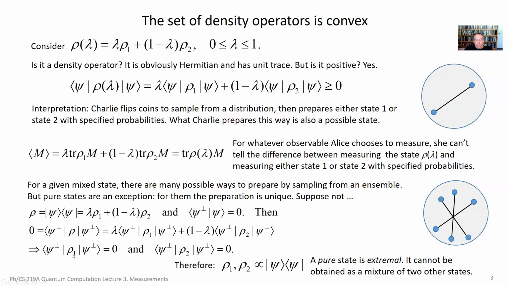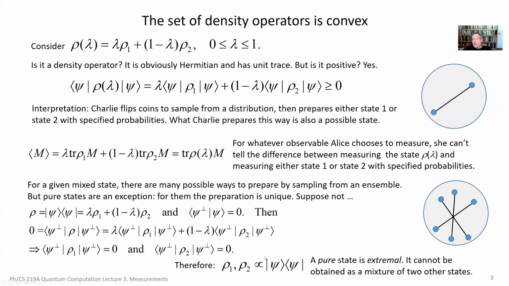And if lambda is not equal to 0 or 1, that means that for both rho 1 and rho 2, the expectation value in psi perp of rho 1 and the expectation value in psi perp of rho 2 is equal to 0. But remember, I could have chosen psi perp to be any vector which is orthogonal to psi. And the only way that rho 1 or rho 2 could have the property that the expectation value for any such psi perp is equal to 0 would be for rho 1 or rho 2 to be the pure state psi, to be the projection onto psi, okay?